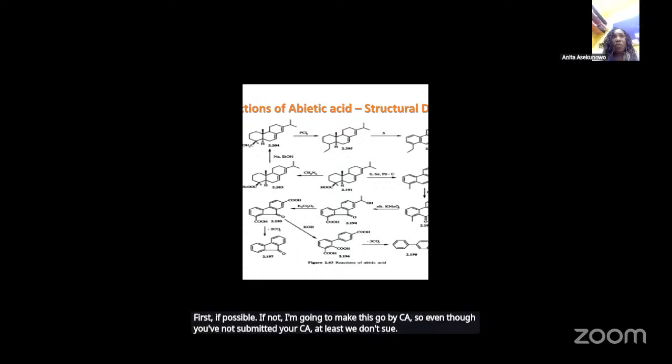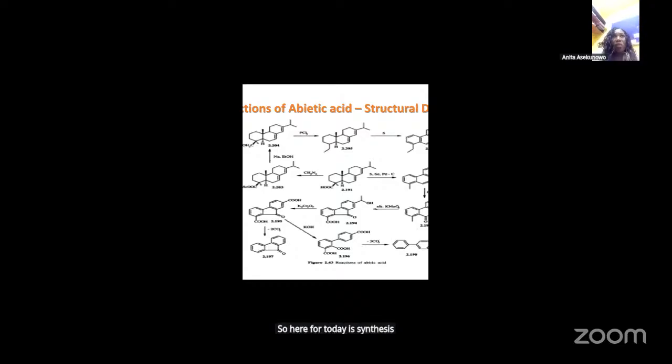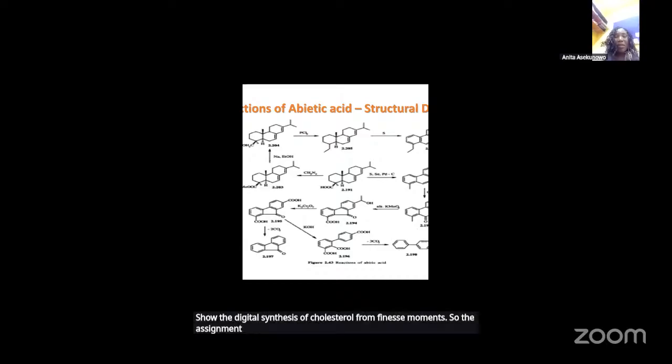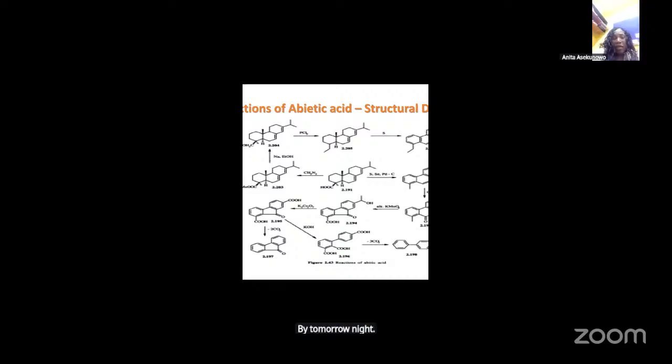So the TA for today is synthesis of cholesterol from farnesyl bromide. Show the detailed synthesis of cholesterol from farnesyl bromide. That assignment is due by tomorrow night, 11:59 tomorrow.